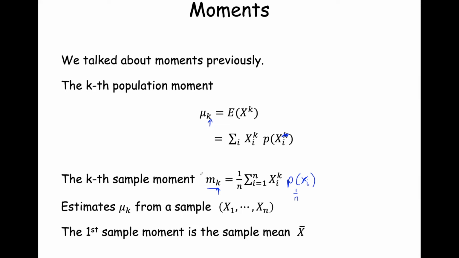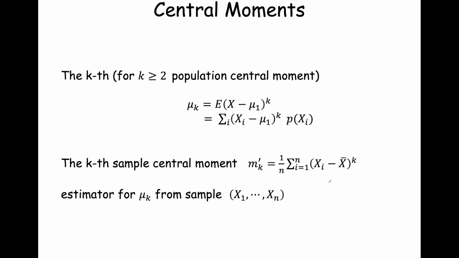With this, we can actually create estimators that we want to stand in place, and these estimates of mu sub k are going to be from some samples. So we have a set of sample points. The first sample moment is the sample mean, and we showed that before. Now let's take a look at some other moments.